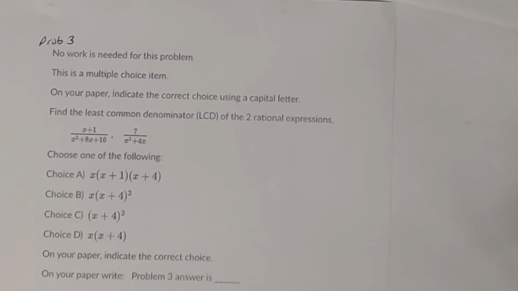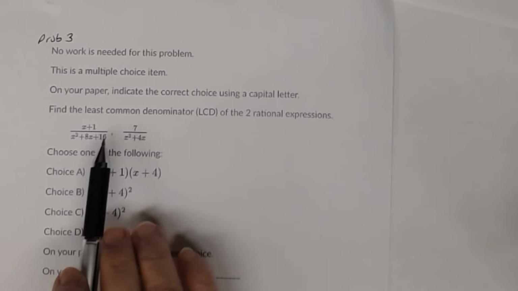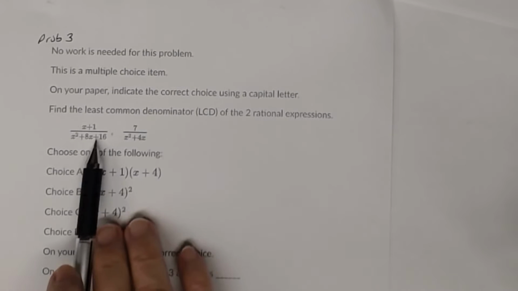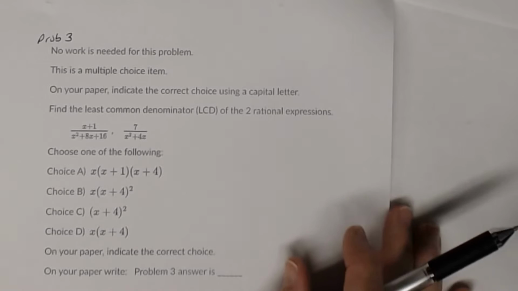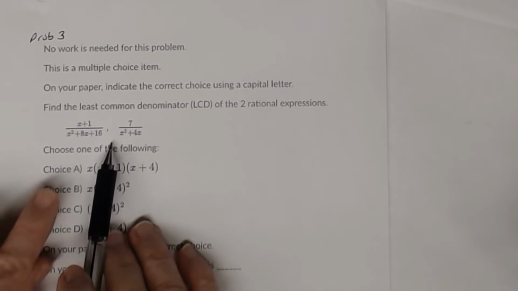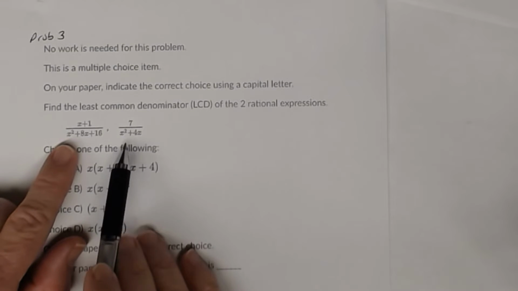All right, problem number 3, now this one's a multiple choice. And so the direction said find the least common denominator of the two rational expressions that you see here. So the first thing you want to do when finding the least common denominator is to factor those denominators.